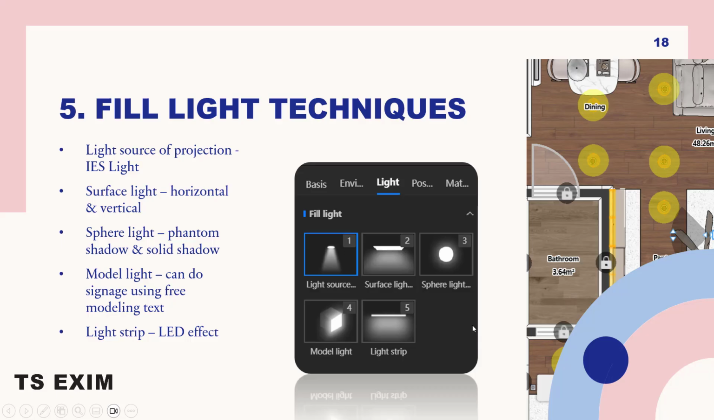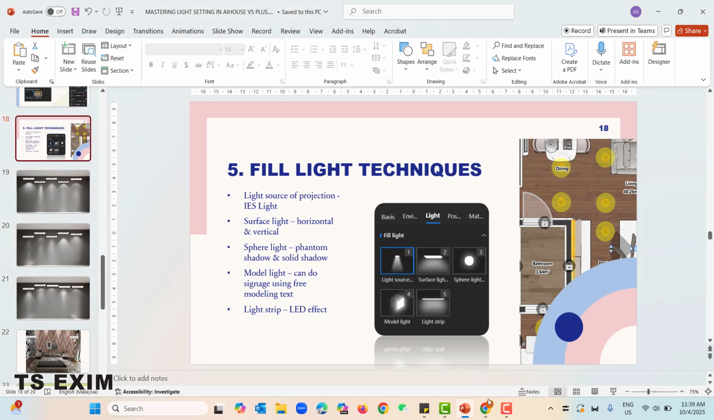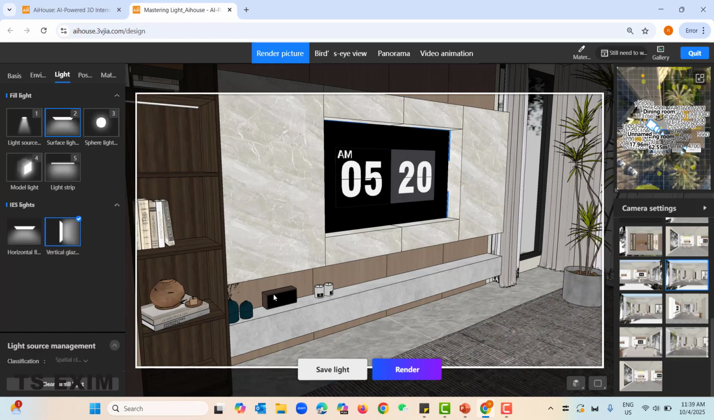This one, light strip. You can try going to AiHouse. If you have a model, let's say this TV panel I created using free modeling. Since free modeling cannot generate light, you can use this light strip to add an LED light effect here. So you just drag it underneath the TV panel.